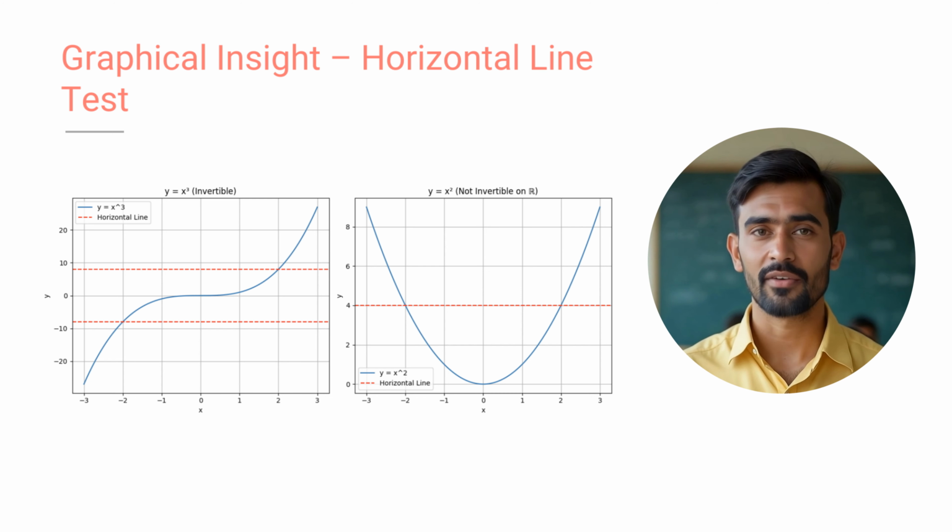First, the graph of y equals x cubed. Every horizontal line intersects it only once. That tells us the function is one-to-one and invertible. Now take y equals x squared. Many horizontal lines intersect it twice. That means the function is not one-to-one, so it's not invertible over all real numbers R. So remember, one hit per line, invertible. More than one, not invertible. That's the power of the horizontal line test.